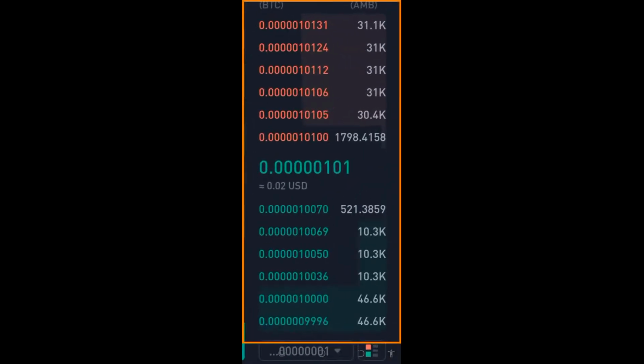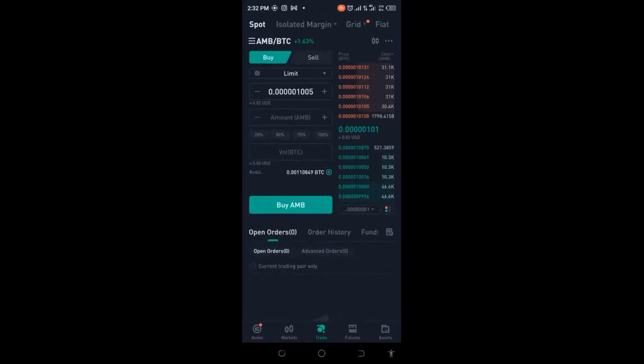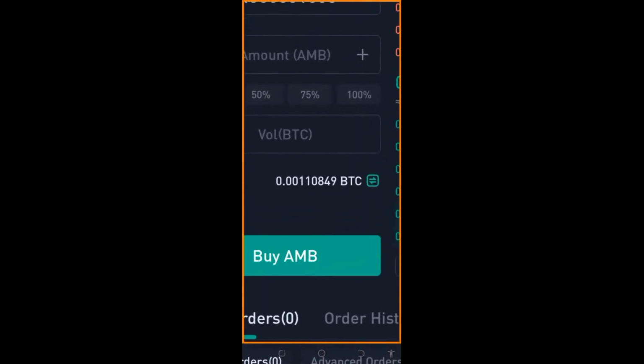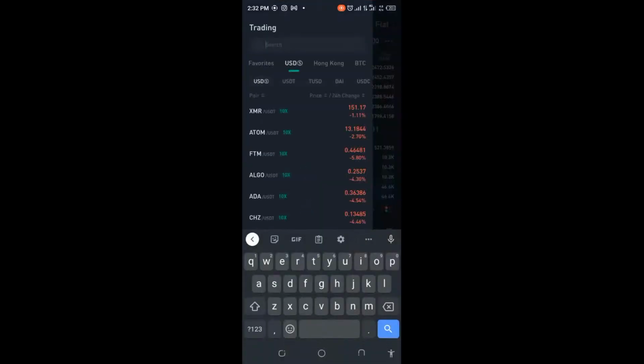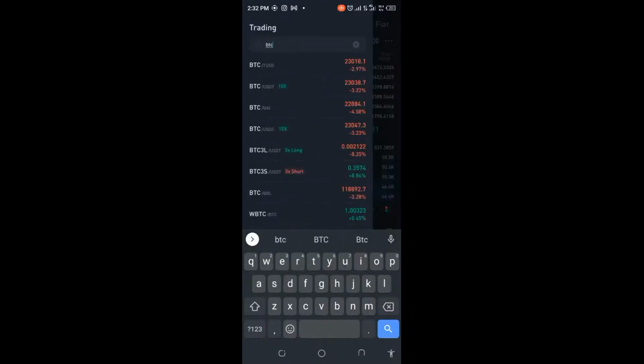You can even see that it rose up to 0.0000101. That is phenomenal. Okay, so what do we have here? We have no AMB, but we have our BTC. Okay, so what we're going to do now is that we're going to go ahead and change this to TRX. And then we'll send it over to Binance. So let's change this to TRX.